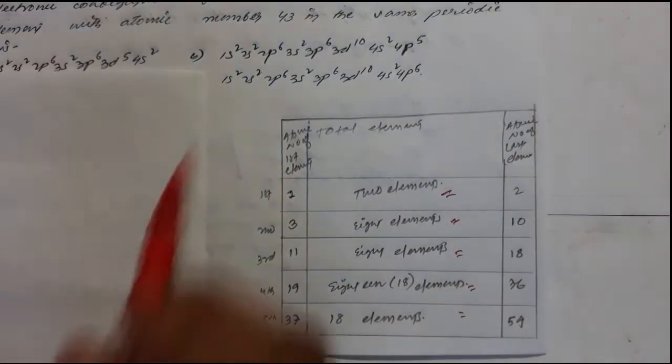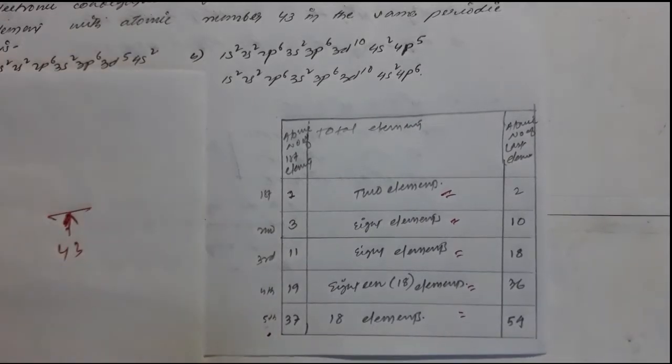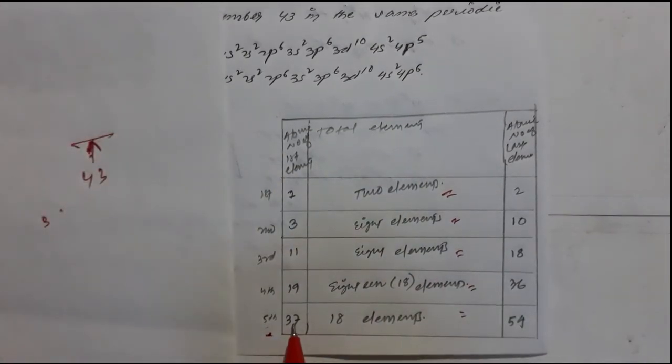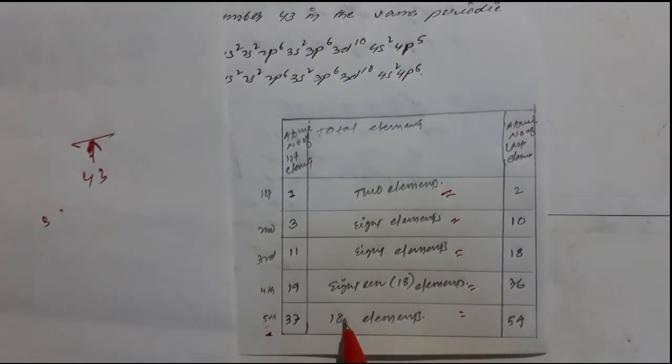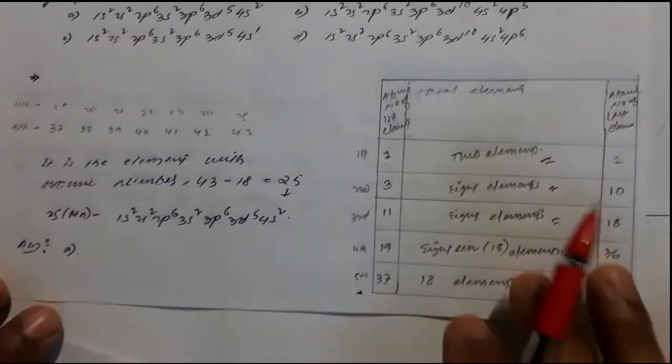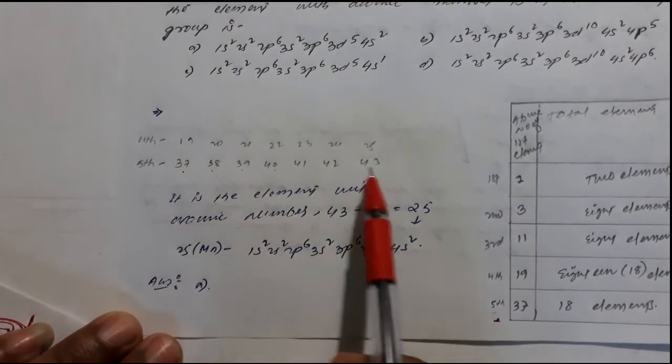Now it is asking for what is above 43. So you have to count, right? 43 belongs to the fifth period. If it is 37, that is the first group. So 38, 39, 40, 41, 42, 43. So in 43, which group would it be? Look, I have drawn it here: 37, 38, 39, 40, 41, 42, 43.